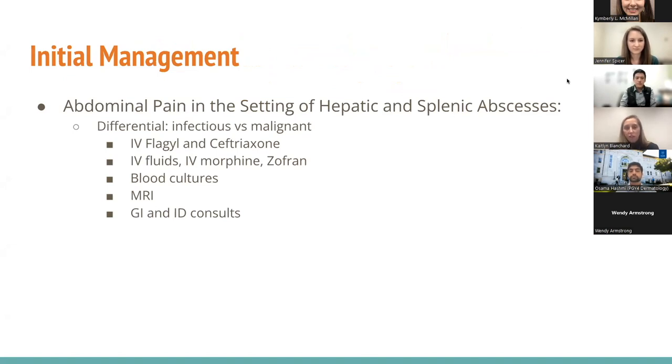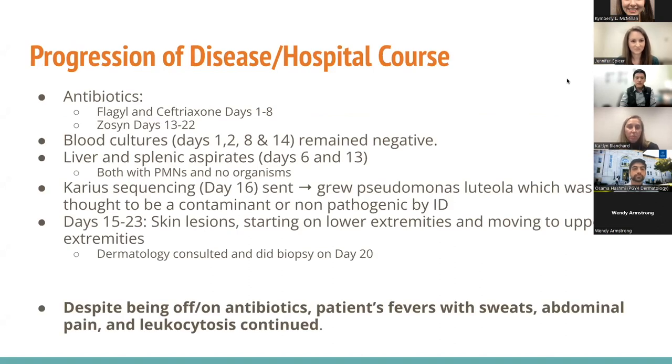So we started her on broad spectrum antibiotics. She got IV Flagyl and ceftriaxone. And then mainly just did symptomatic treatment with IV fluids, pain medicines, some Zofran for nausea, and then of course got blood cultures and then consulted ID and GI as well. So just a little bit about her hospital course. She was with us for quite some time, so I did my best to summarize the big key points here.